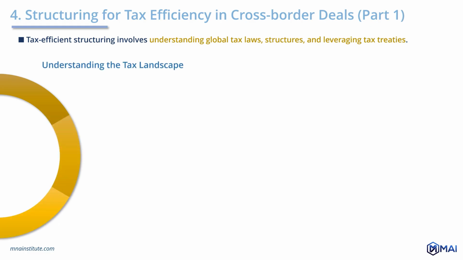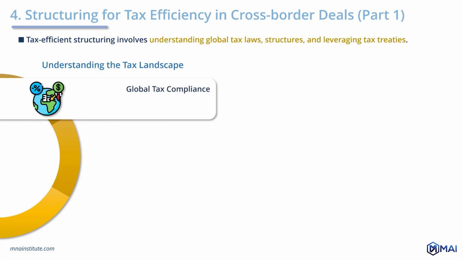Understanding the tax landscape. 1. Global tax compliance. Begin by gaining a comprehensive understanding of the tax laws and regulations in each jurisdiction involved in the transaction. This involves identifying differences in tax rates, exemptions, and incentives across countries.